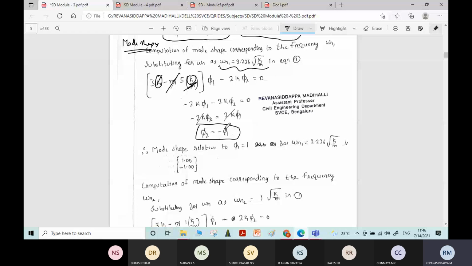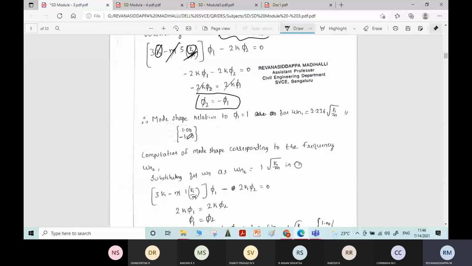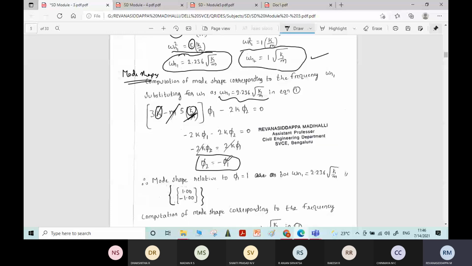See, if you assume the mode shape or displacement of mass 1 as 1 and substitute that 1 here, the displacement of mass 2, pi 2, is equal to how much? It will be minus 1. Therefore, the mode shape will be 1 and minus 1. In this way, we will calculate the mode shape. This is the mode shape corresponding to the natural frequency omega n1. Similarly, you can calculate the mode shape for omega n2.